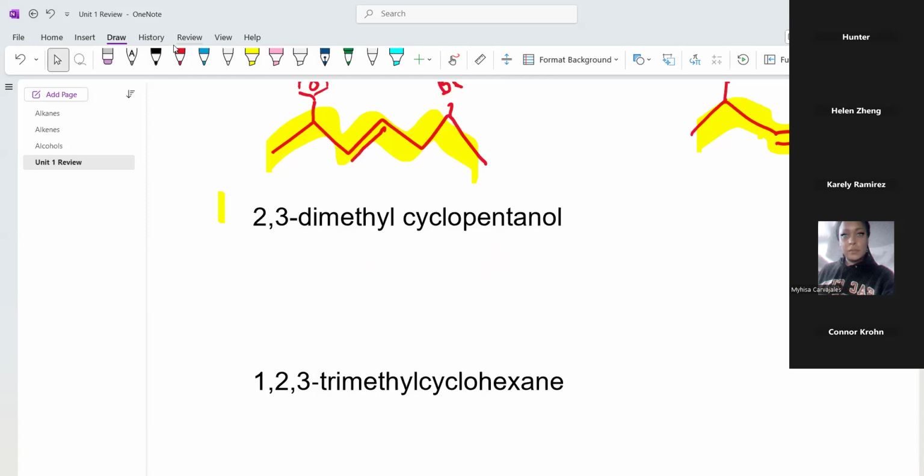Okay, so cyclopentanol, 5-sided. You can draw five-sided cyclic structures like that. Looks like a house, or the way the book does it, like this. Either way, I think I always draw it like a house because it's easier for me. But you can draw it either way. And we need to have some alcohol. So that's going to be carbon number 1. And then carbon number 2 and 3 are going to have methyl groups.